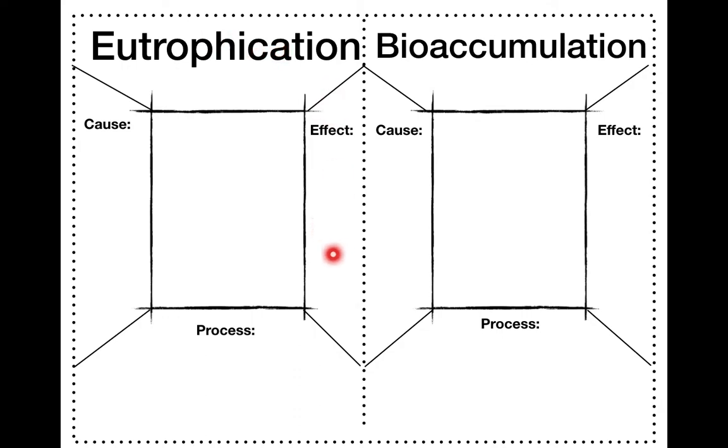So for each one, you're going to draw the diagram and say what causes eutrophication, what effects eutrophication has, and what steps cause this thing to happen. Same with the bioaccumulation, what is the cause of it, what's the effect of it, and what is the process of it, and a drawing in the center. So pause the video, take a minute, and draw your template, please.